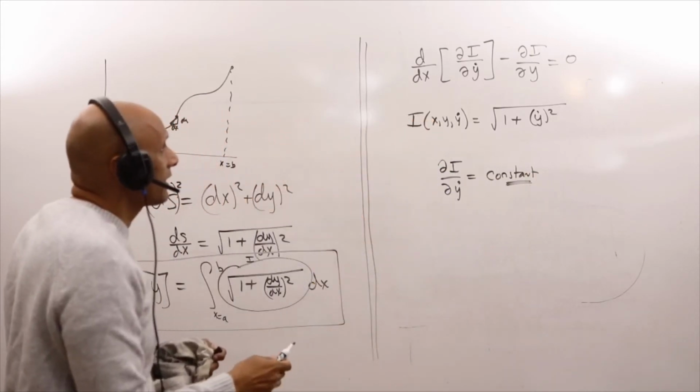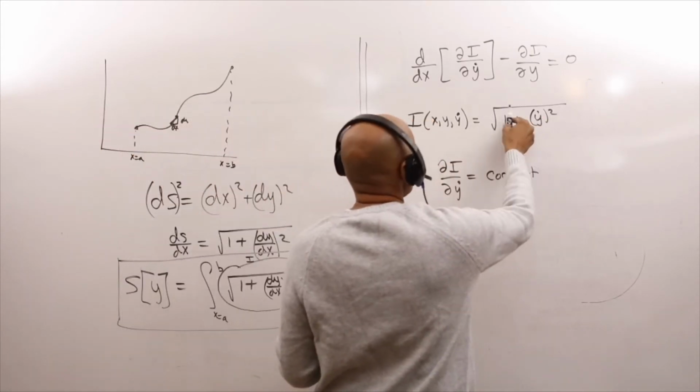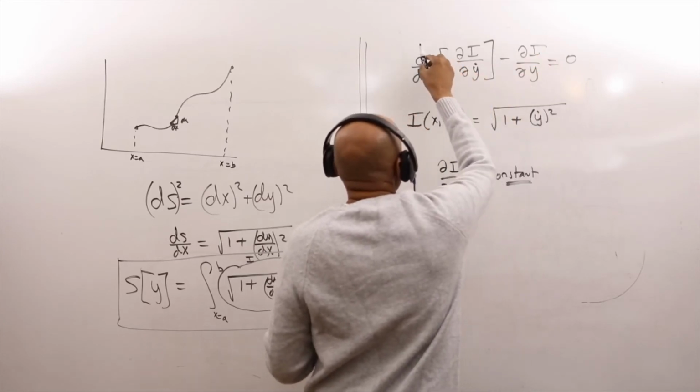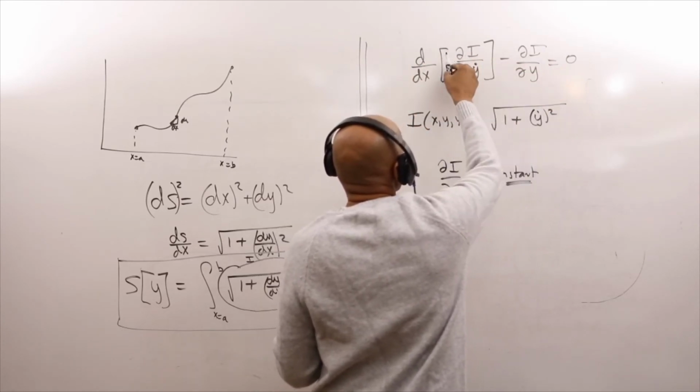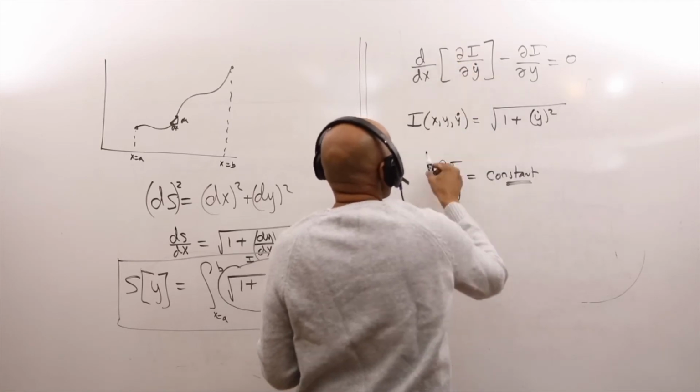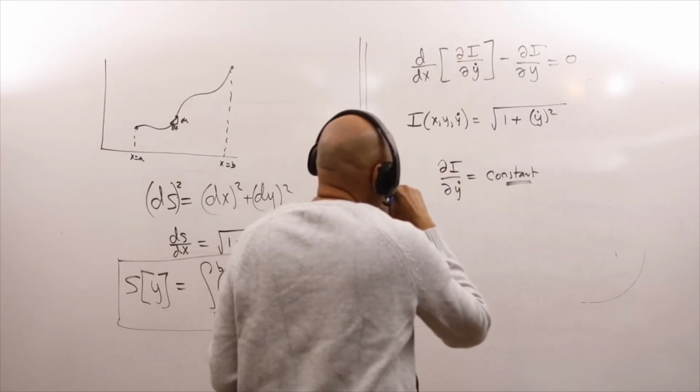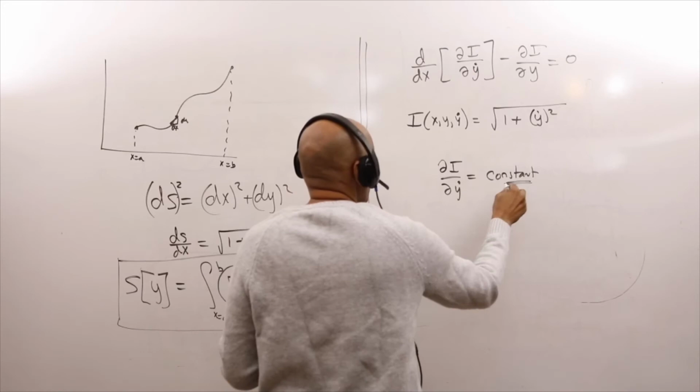So I'm just doing the calculation. Here's your I, it has no y, so this must be 0. So the derivative of something is equal to 0. If that derivative of something is equal to 0, then this must be a constant. That's what I wrote down. So that means that all I have to do is, whatever this constant, let's call this k.